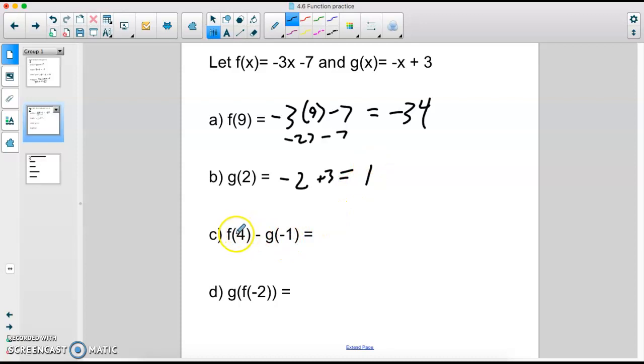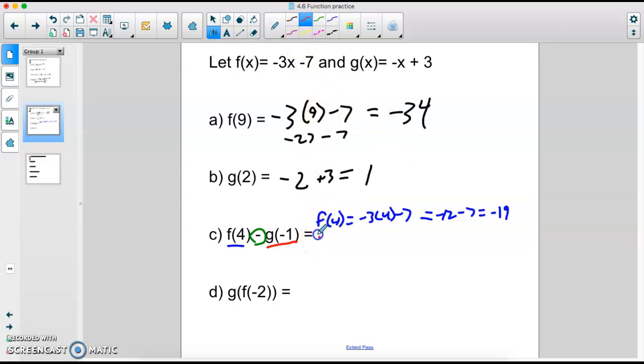Okay, now we have this one, slightly different. We'll do this one first, and then we'll do this one in red, and then we're going to subtract them. So first off, we'll start with the blue one, f of 4. f of 4, that would be negative 3 times 4 minus 7. So that would be negative 12 minus 7, which is negative 19. So we got that one taken care of.